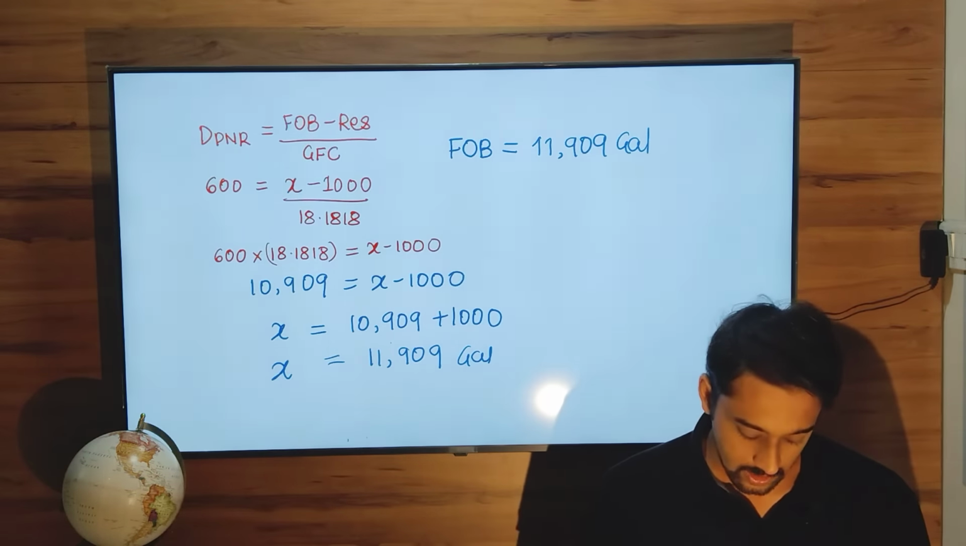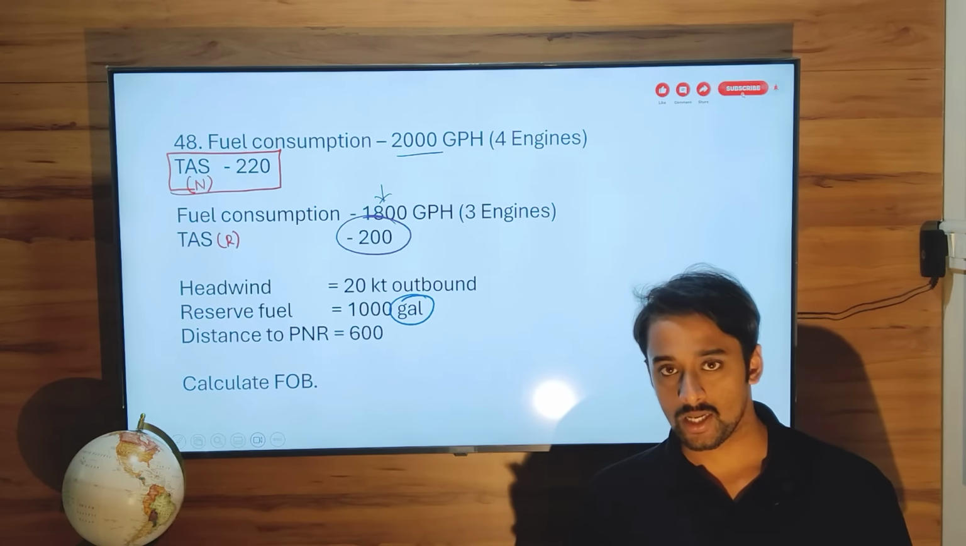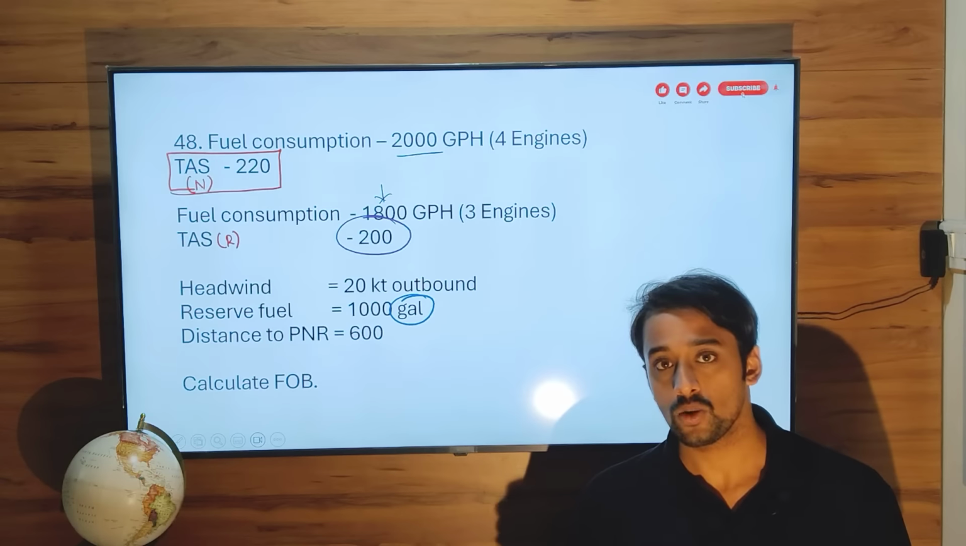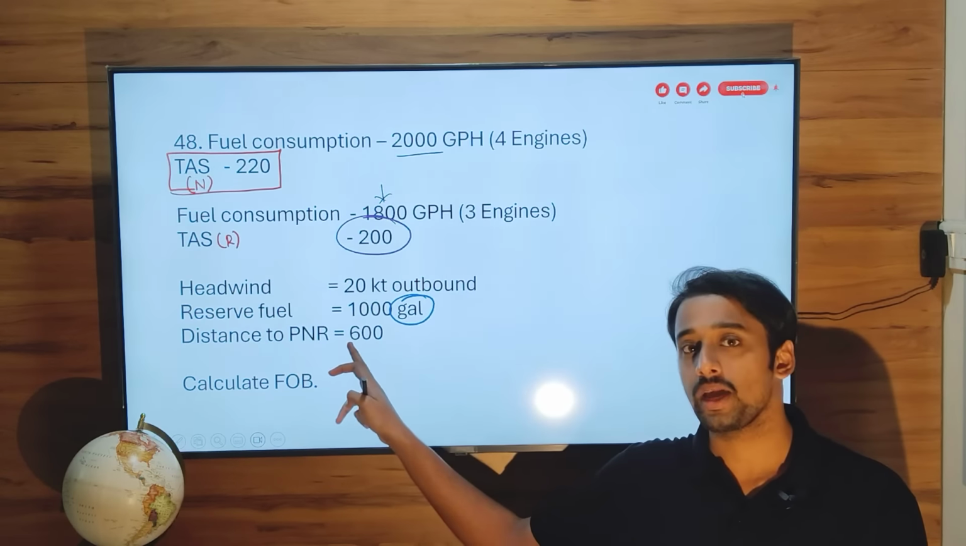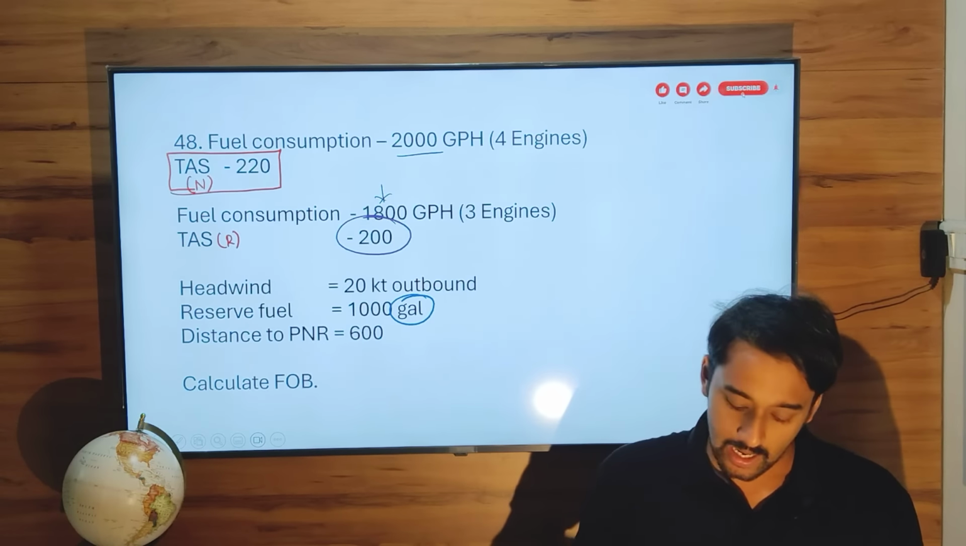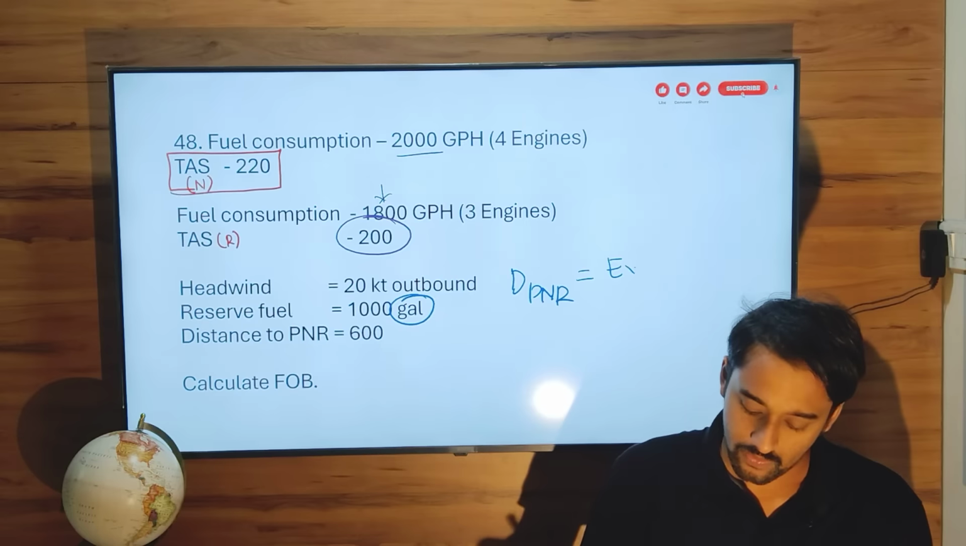This is how we solve this sum. So to start with, we just looked at the question, understood it, what is given to us and what is asked of us. Now that they have given distance to PNR, I know in the distance to PNR formula, I have what? Endurance.